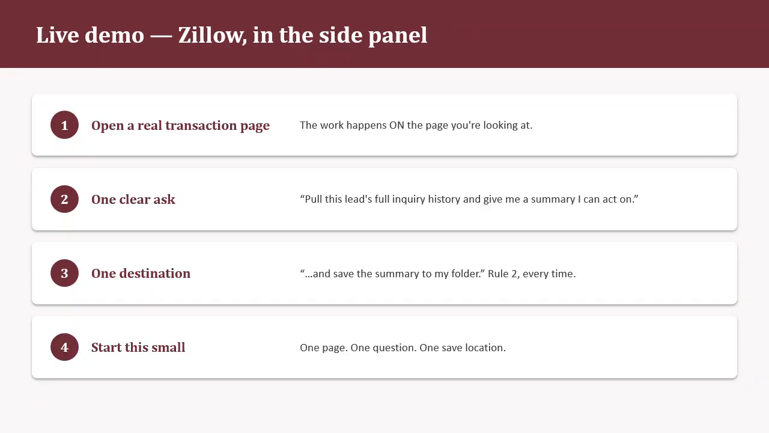Now, in class today, I'm going to show you this live on Zillow. A real lookup in the side panel, start to finish, no rehearsal. If you're watching this video afterward, here's what I did. I opened a real transaction page. I asked the side panel for the lead's full inquiry history and a summary I could act on. And, rule 2, I told it where to save the summary. It read the page, worked the site the same way you would, and filed the result, while I stood there talking to the room.